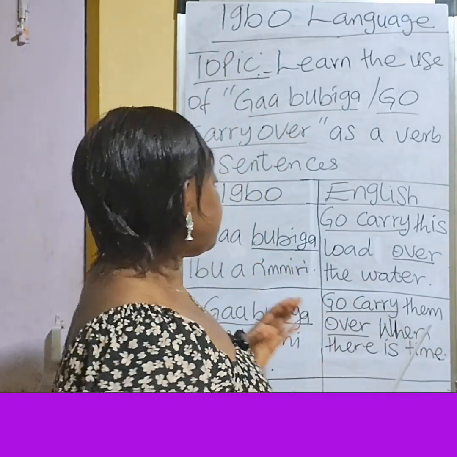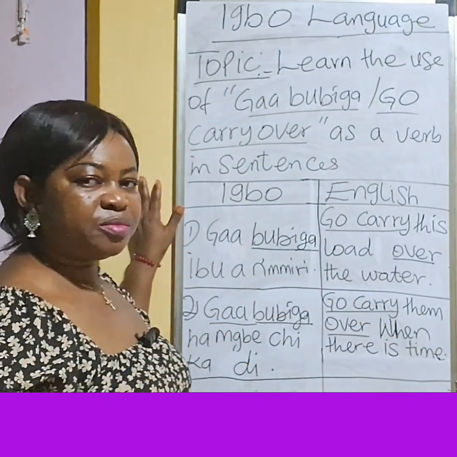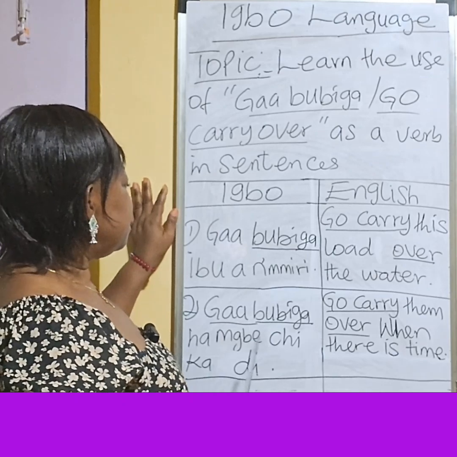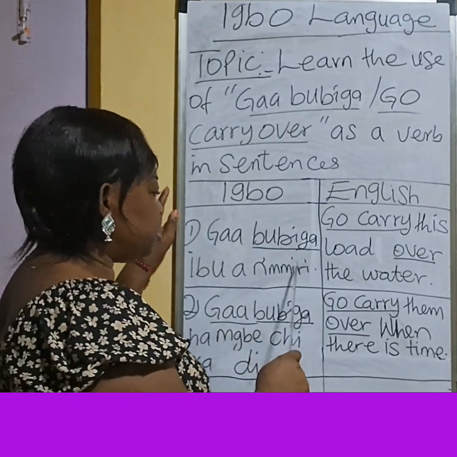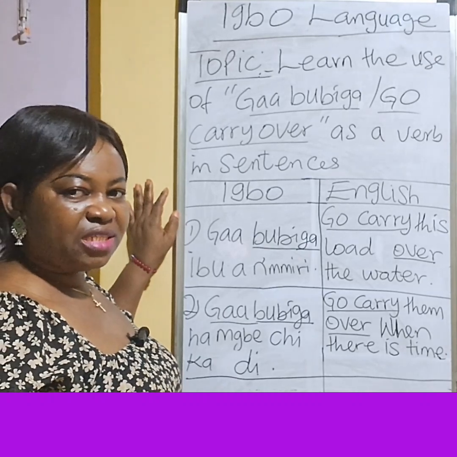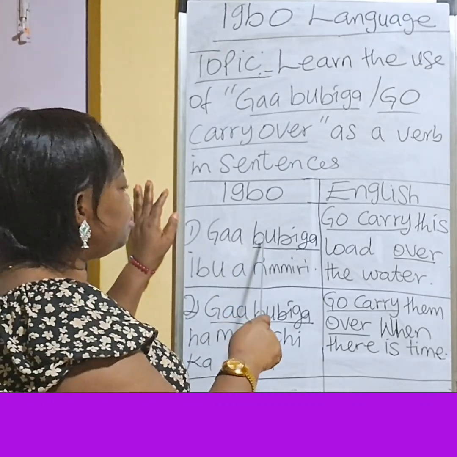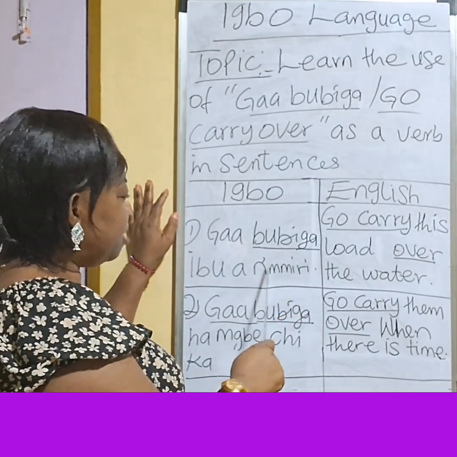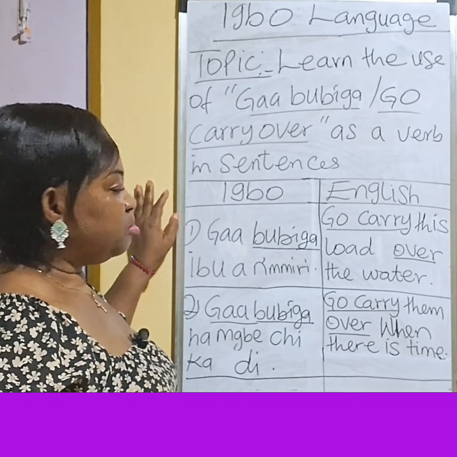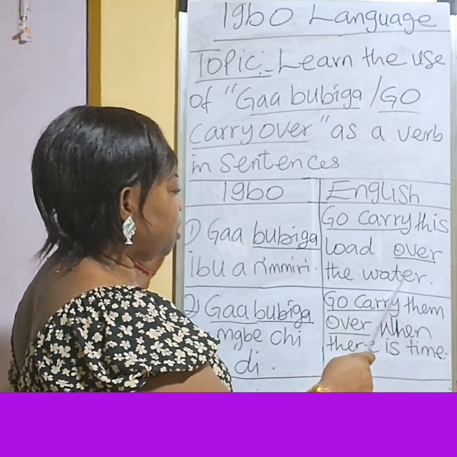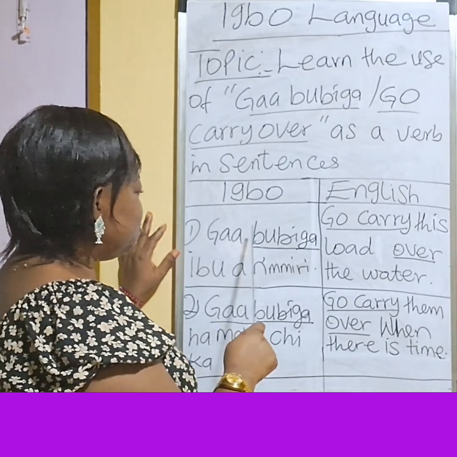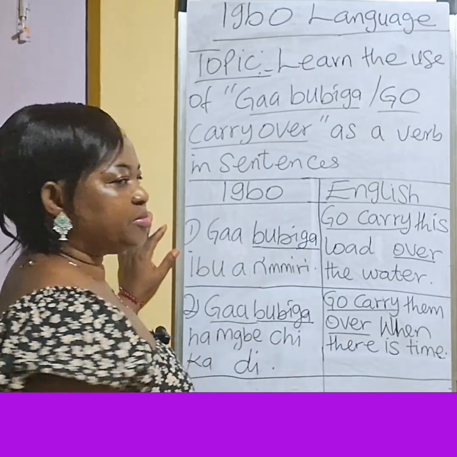Let's start. Igbo English. Number one sentence says, ga bubiga ibu a na mmiri. Class, say it. Ga bubiga ibu a na mmiri. Meaning, go carry this load over the water. That is bubiga, ga bubiga.